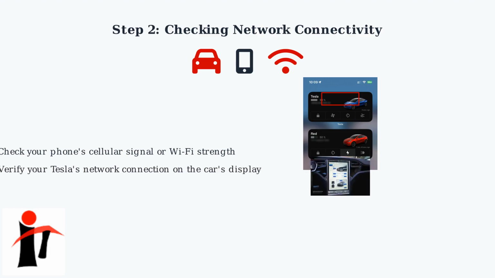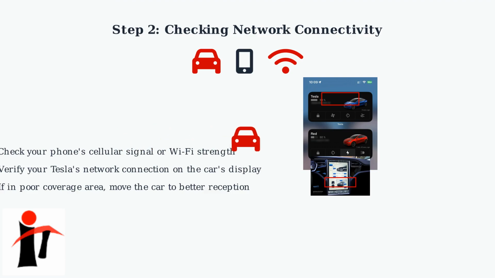Next, check your Tesla's connectivity. On the car's main touchscreen, look for network status indicators or connection settings to confirm it has cellular or Wi-Fi access. If your Tesla is in an area with poor cellular coverage, try moving it to a location with better signal strength. This can help establish a stable connection for app data syncing.